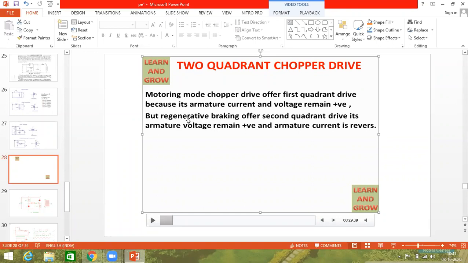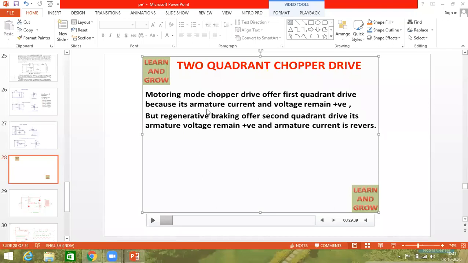Regenerative means the word is nothing but generator. When the motor will act as the generator, when we apply the brakes into the electric train. Imagine inside the electric train, we are placing the motor, we are using the chopper circuit. When we apply the brakes, the motor will act as the generator. So what is the statement here? Motoring, more chopper drive for first quadrant.